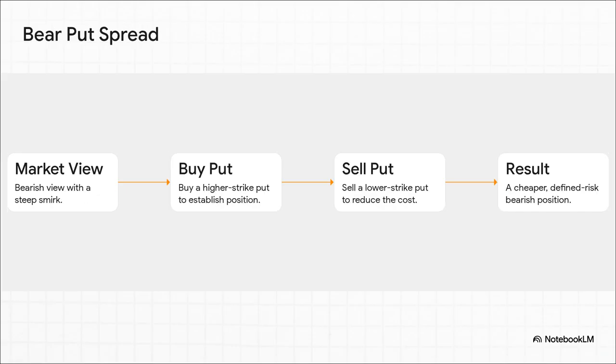Okay, but what if you're bearish? What if you agree with all that fear priced into the market? You can still use the smirk to your advantage with a bear put spread. So you buy a higher strike put to get your bearish position, but then you sell a lower strike put against it. And because the smirk makes all out-of-the-money puts expensive, the one you're selling still has a nice high IV. This helps dramatically reduce the overall cost of putting on your bearish trade.